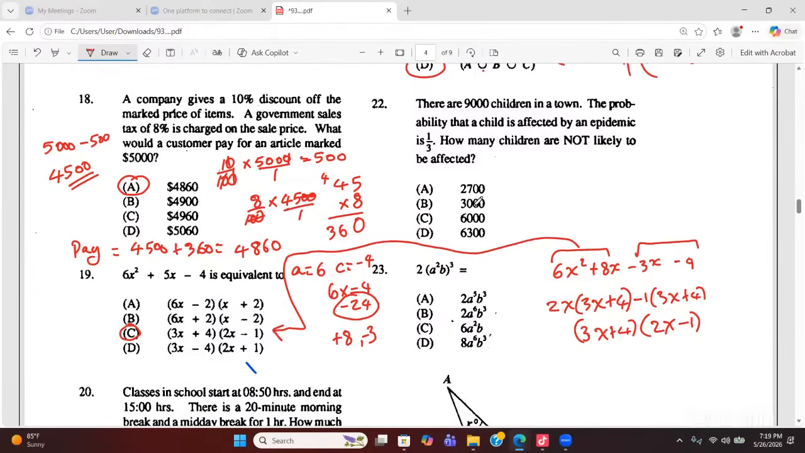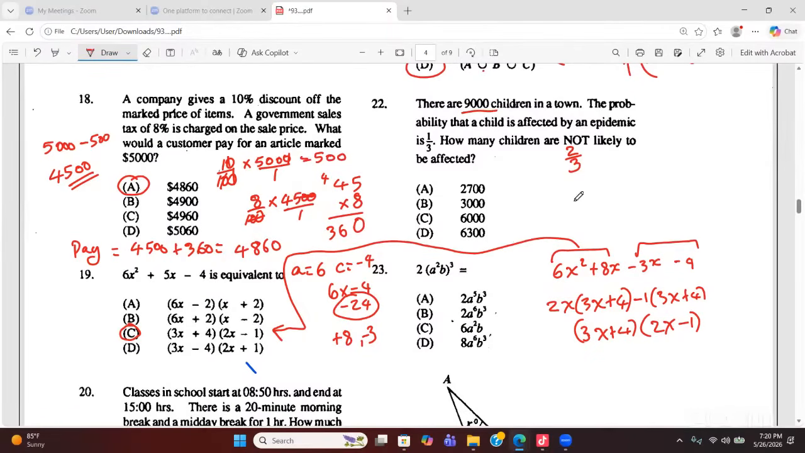All right, let's take a look at number 22. Number 22 says there are 900 children in a town. It's a probability question, and the probability that a child is affected by an epidemic is 1/3. So there's a 1 in 3 chance to catch it. It says how many children are not likely, not. So not would be the remainder, which is 2/3. So you want to find 2/3 of the total.